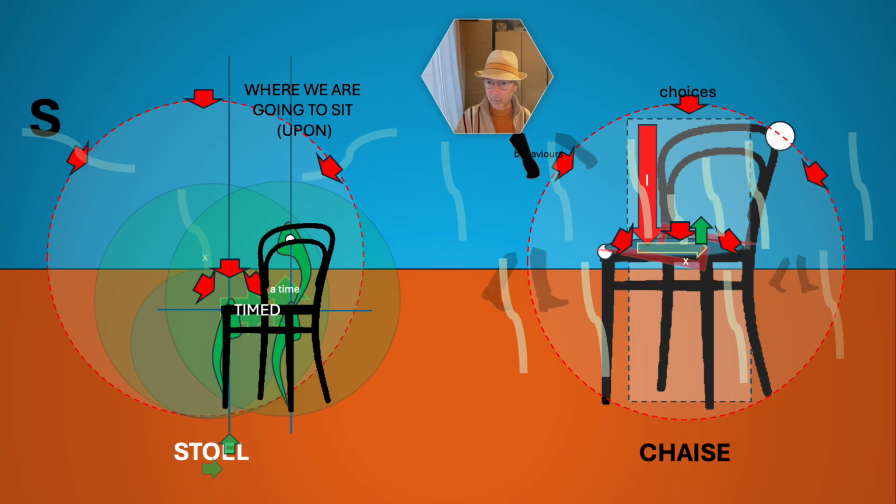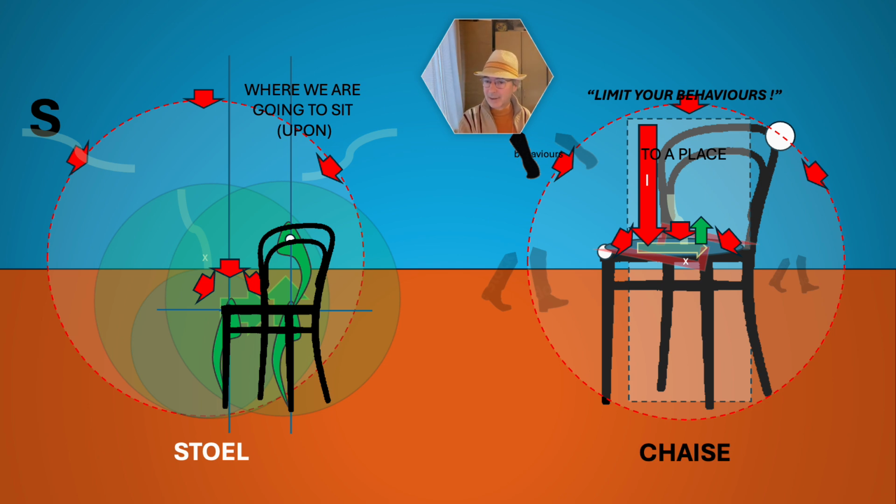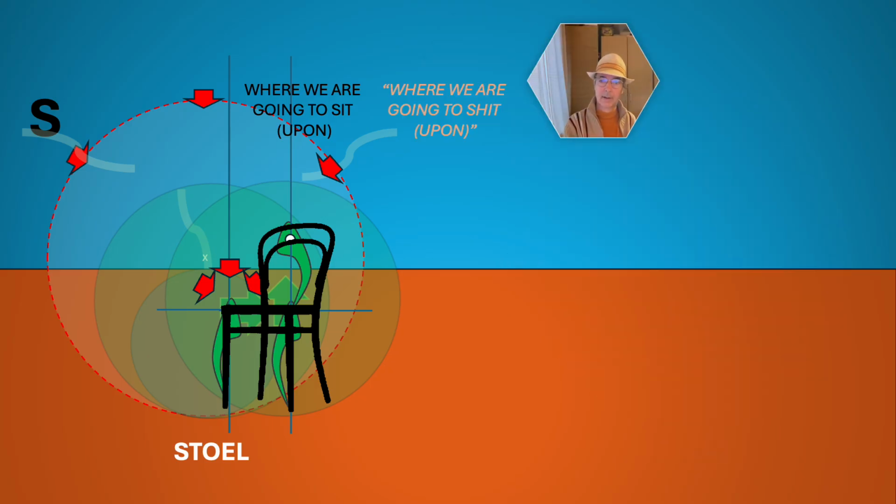With chaise, I was a bit over exaggerating the S's, the behaviors, the choices that you had around it. There are indeed a lot of choices. But basically, all these choices are there to also localize it onto the object itself and nothing more than that.